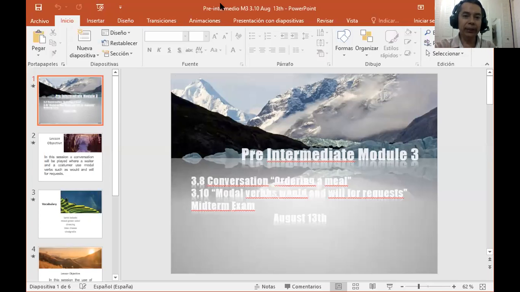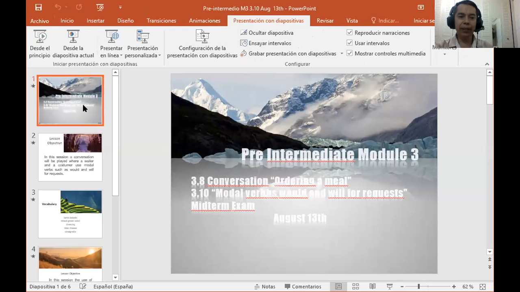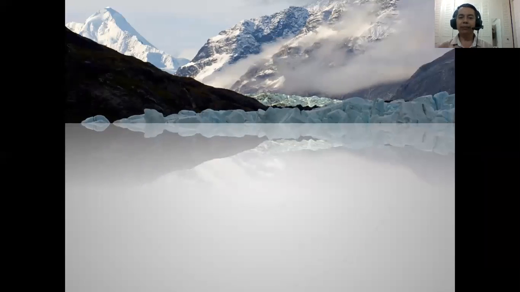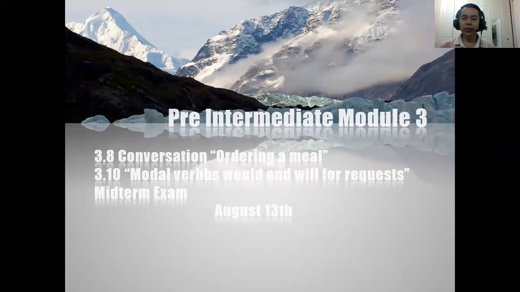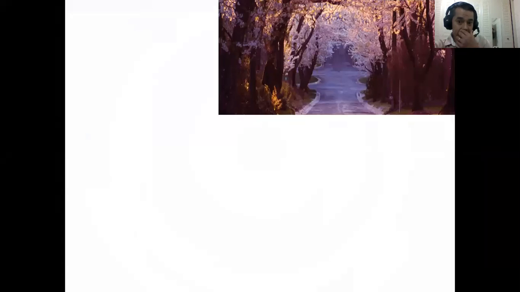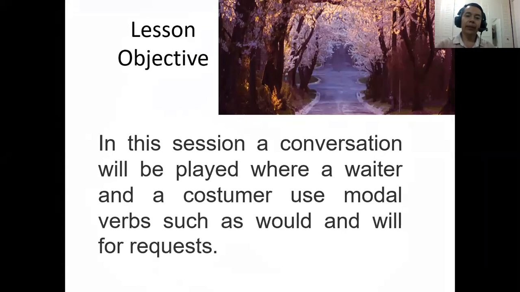Now we're going to watch the presentation for today very fast because we have to go to the exam today, right? Conversation, ordering a meal, and modal verbs would and will for requests. And the lesson objective is, in this session, a conversation will be played, where a waiter and a customer use modal verbs such as would and will for requests. ¿Cómo usar would y will para pedir algo, right? Request.